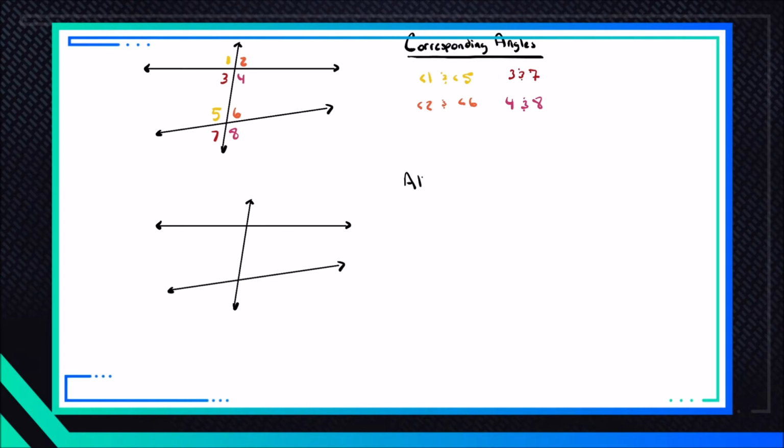Next, let's look at alternate interior angles. We need to find an angle that is on the interior. So that would be this angle right here. 3 is on the inside. And alternate means going across, and so across from that would be angle 6. So we would say that angle 3 and angle 6 are alternate interior angles. Likewise, 4 goes across the transversal to 5. Those two are alternate interior as well.